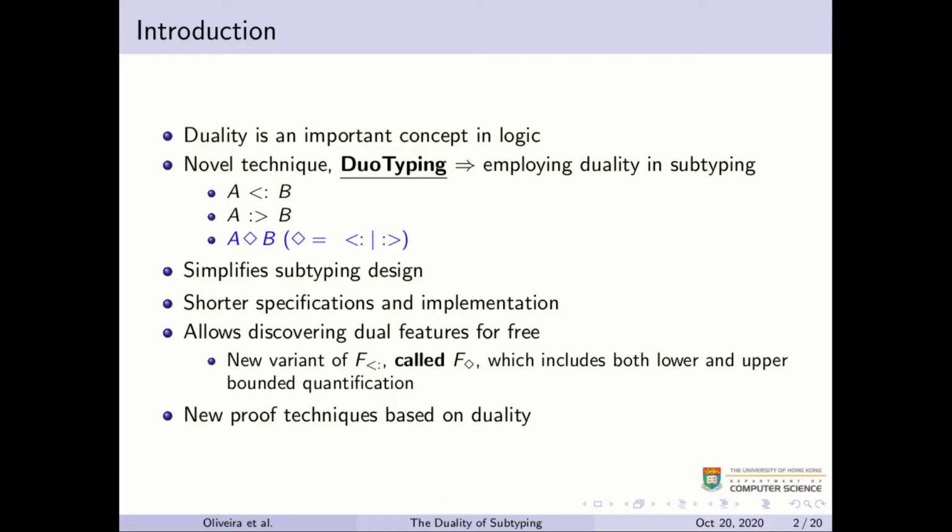For example, when we apply duotyping in system F sub, it gives us lower bounded quantification as well as the upper bounded quantification. It also gives us the new proof techniques which are based upon the duality.